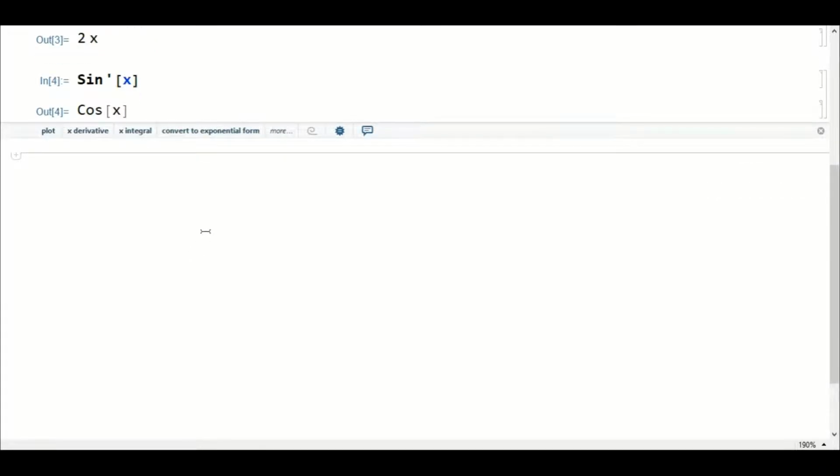Now let us talk about integration in Mathematica. Integration can be of two types. The first is definite integral, and the other one is indefinite integral, in which the limits are not specified.